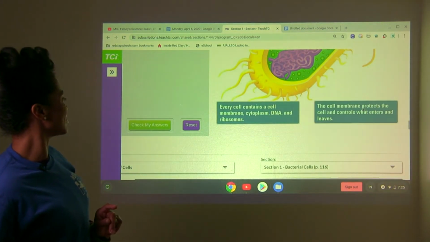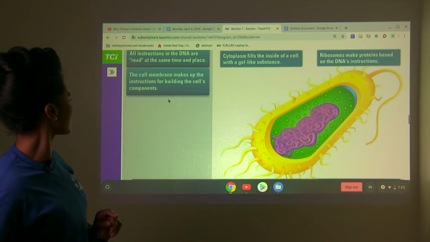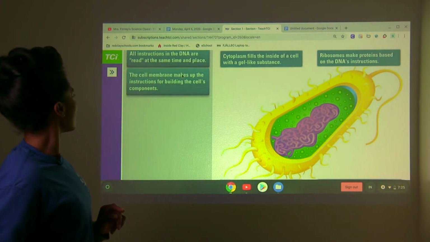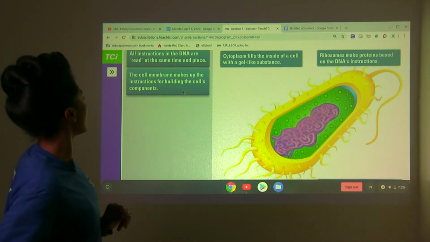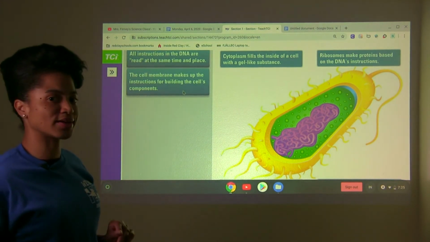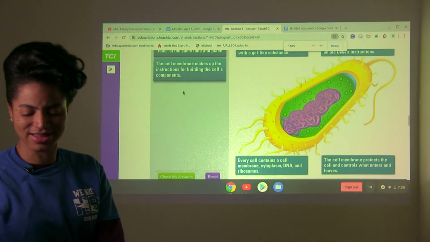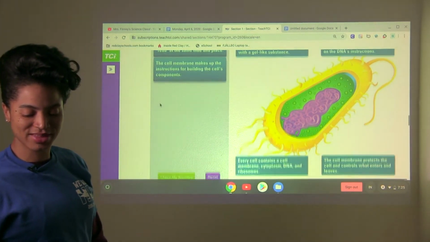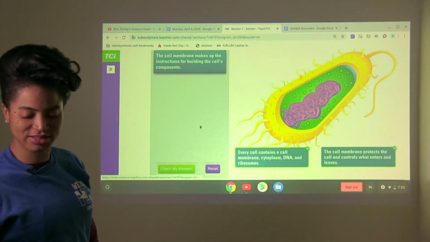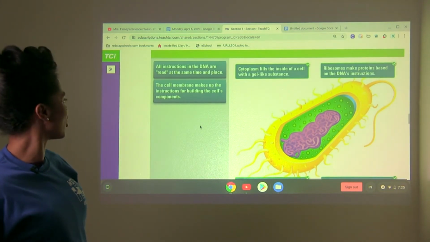Here we go. The cell membrane makes up the instructions for building the cell's components. Take it or leave it. Definitely leave it. All right, here we go. Let's do our check for understanding. Good job. All 4 are correct.